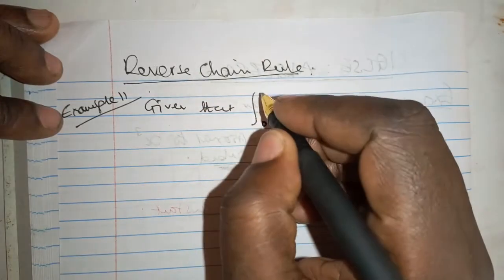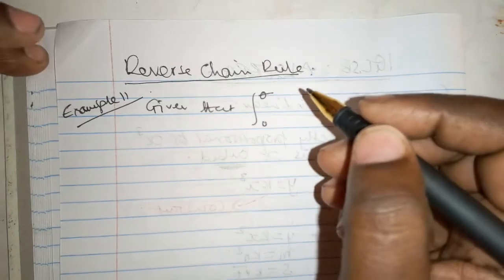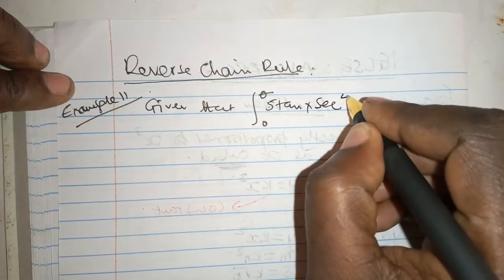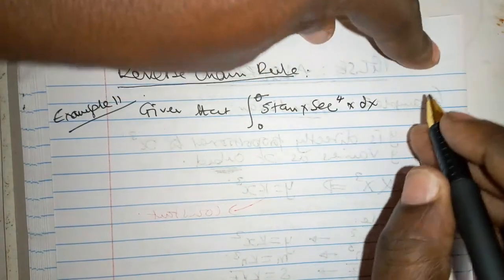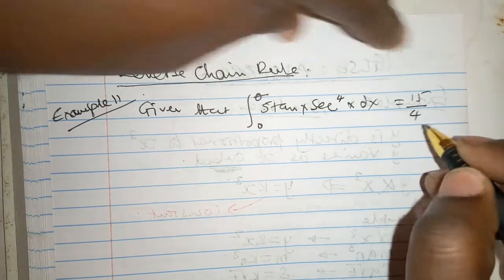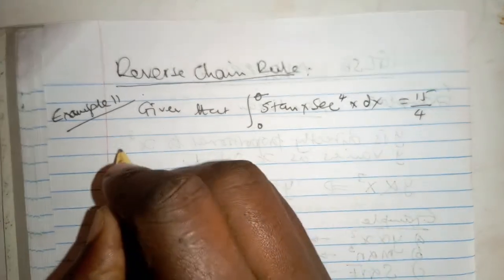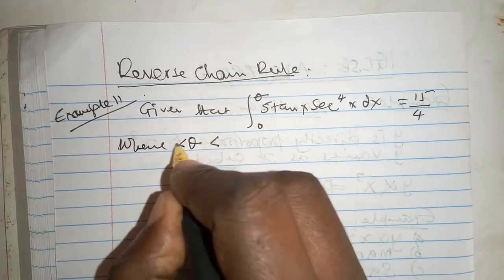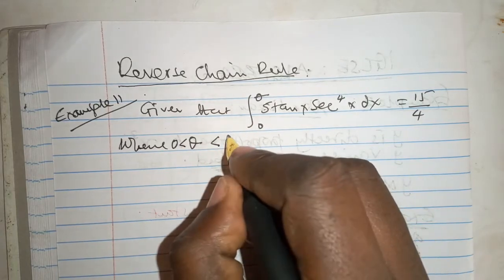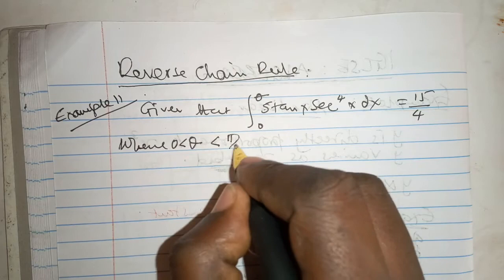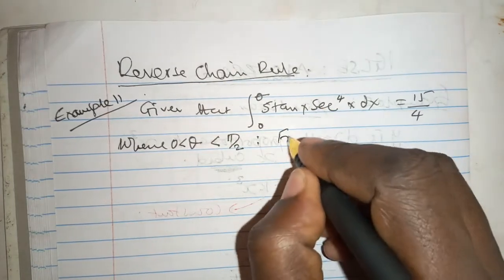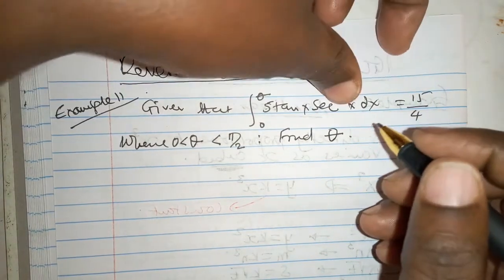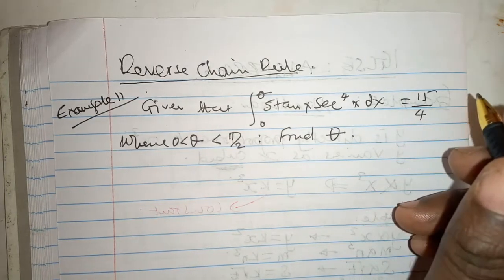the integral from 0 to theta of 5 tan x sec 4x with respect to x is given by 15 over 4, where theta is greater than 0 and less than pi over 2. Now the question is, find theta, the exact value of theta.